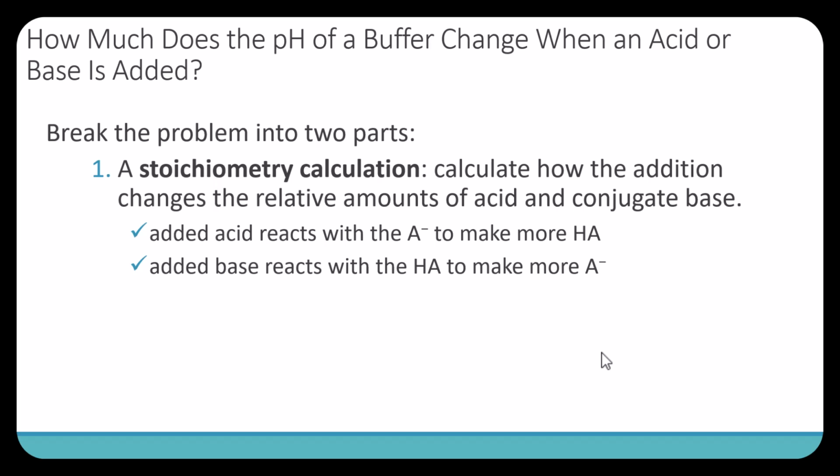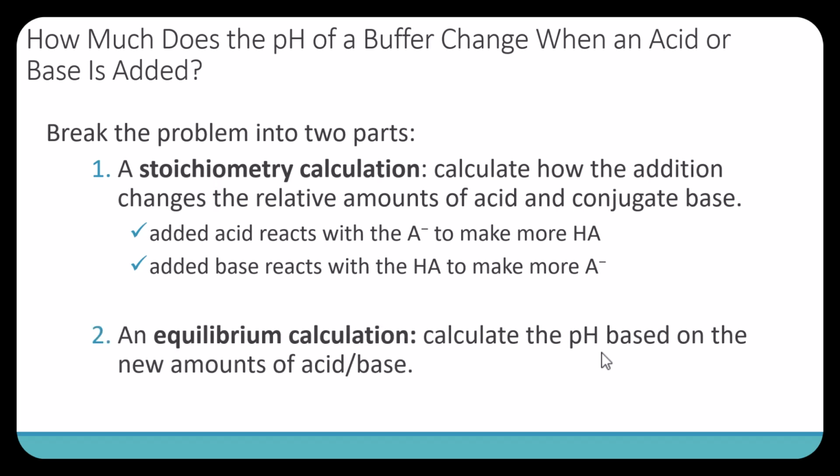To do this part, we are going to use a table. So tables are just really handy tools for helping us keep track of a lot of information. It is not an ICE table, but similar in format. Once we calculate the relative amounts of weak acid and conjugate base after it has consumed the strong acid, then we'll take that information and we'll put it into our Henderson-Hasselbalch equation. The best way to do this is just to dive into an example.